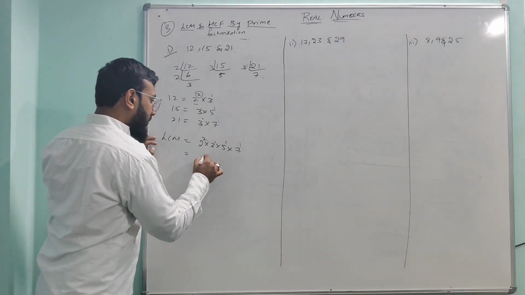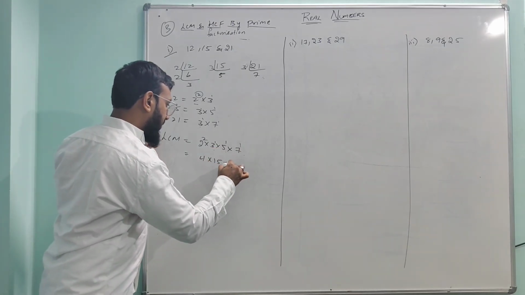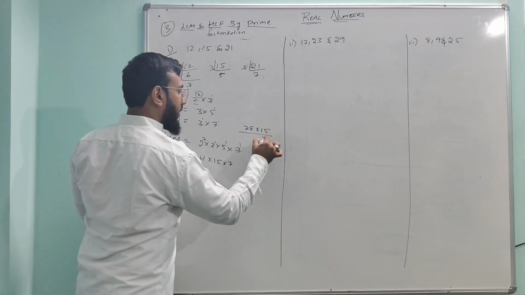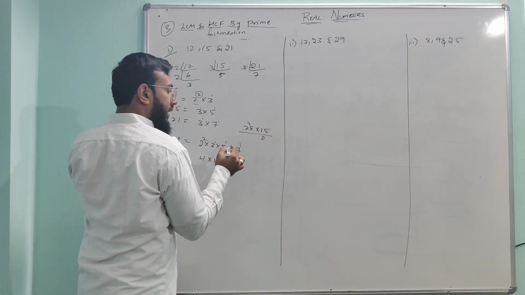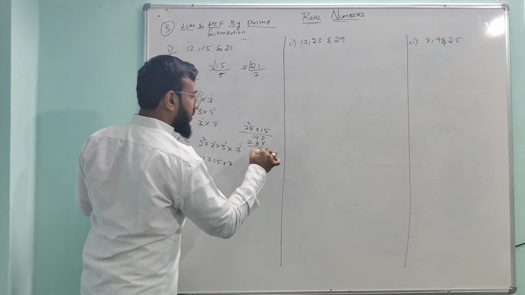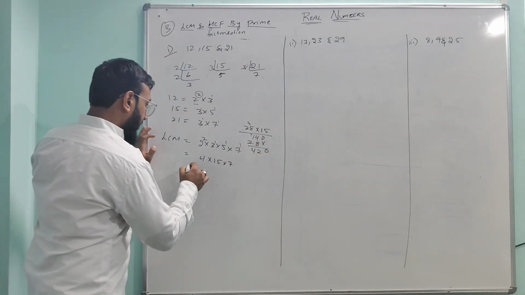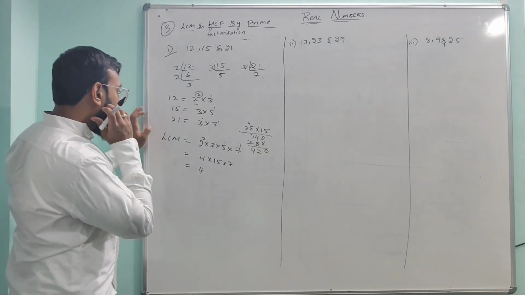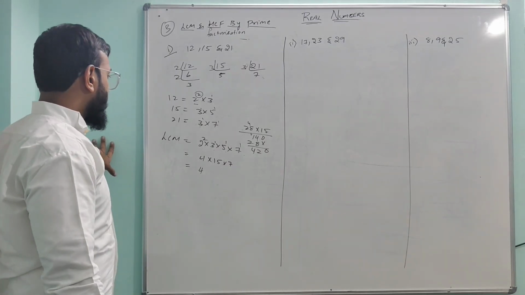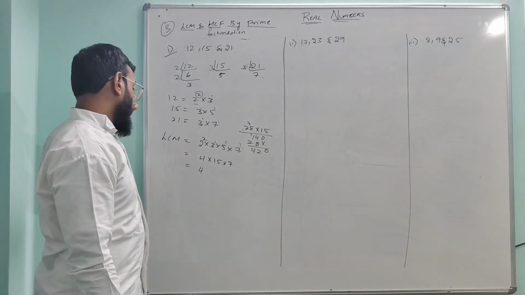2 square is 4 into 5, 4 fives are 20, into 3 is 60, into 7: 7 sixes are 42, 7 zeros are 0, so 420. 420 is the LCM.